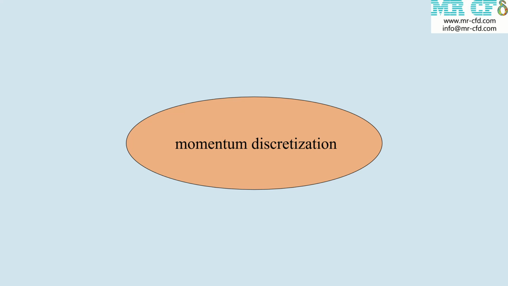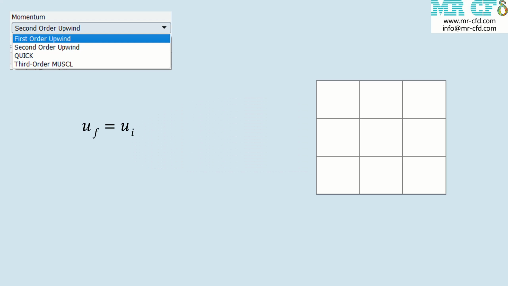Now let's explain the discretization methods for momentum. Fluent provides us with 4 options to choose from. The first discretization scheme is first-order upwind. In this scheme, the velocity value at the interface F is taken from the upstream cell. This means it is determined based on the conditions in the upstream direction.